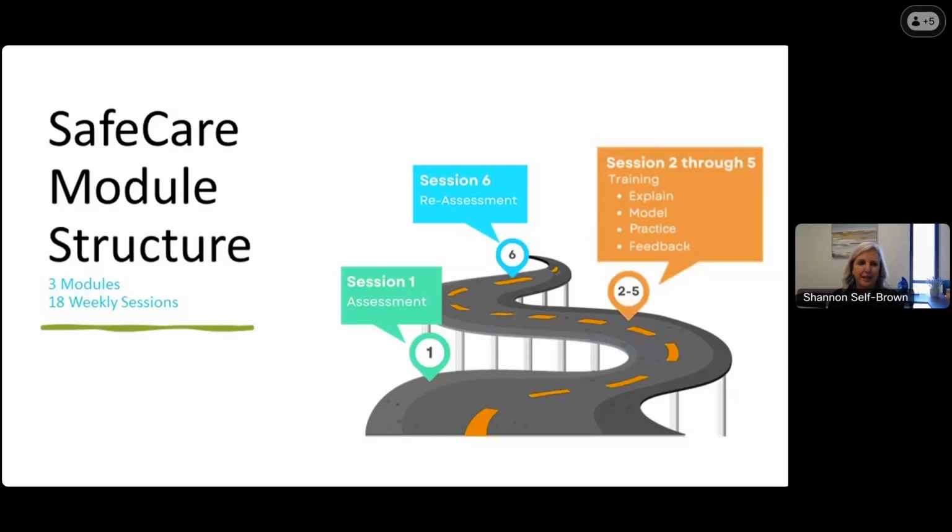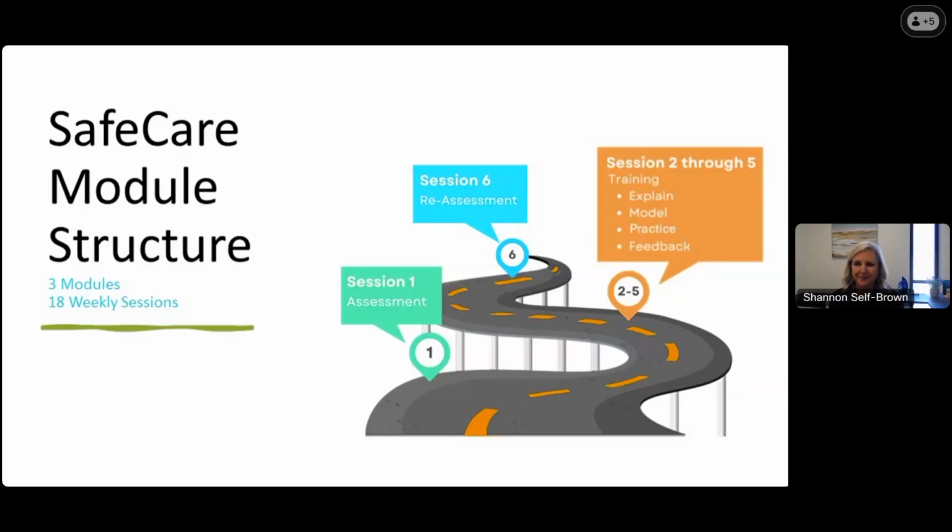So this program is delivered in 18 weekly sessions, so it takes a little over 4 months to deliver, and each of those 3 modules, parent-child interaction, health, and safety, are 6 sessions. And in each of the 6 sessions for the modules, there is an assess, train, assess approach that is very structured with a provider manual that gives detailed step-by-step information about how to deliver the session to families.